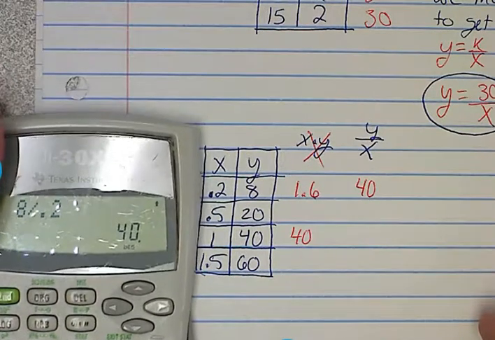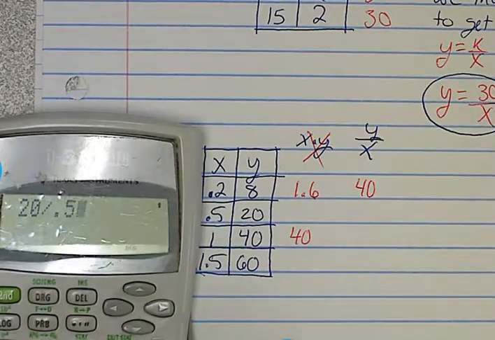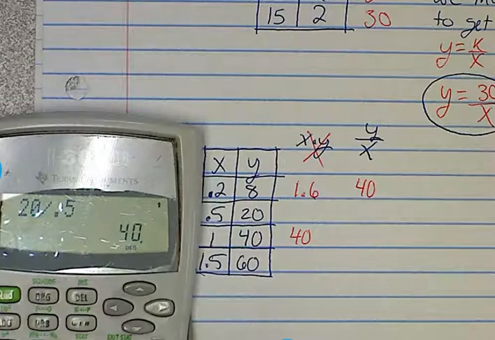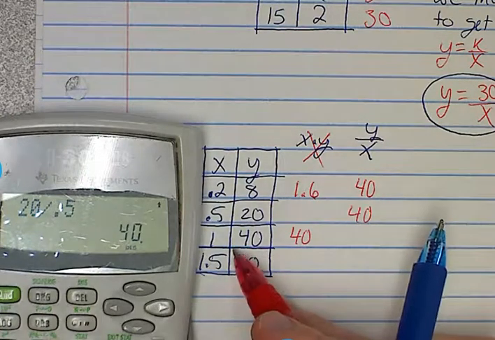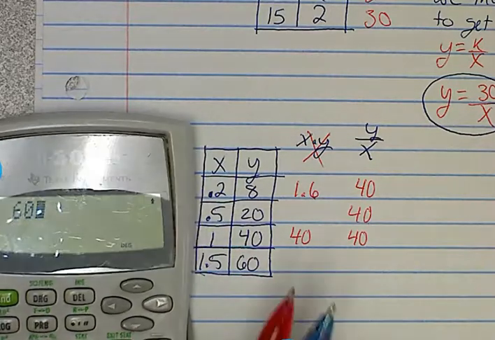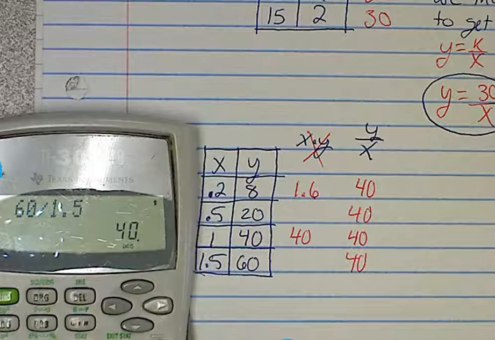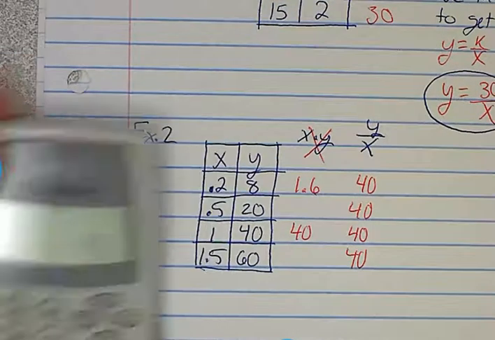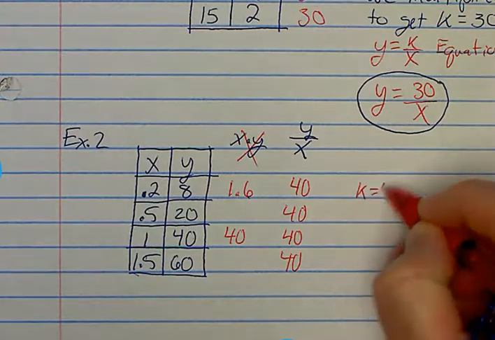Okay, we'll do the same thing with the next two. We'll take 20 and divide it by 0.5. That one's 40, so we're good there. If we've got 40 divided by 1, we know that's 40, so we're good there. And as long as 60 divided by 1.5 comes out to be 40, then we're all good. So we've got the k value is 40.